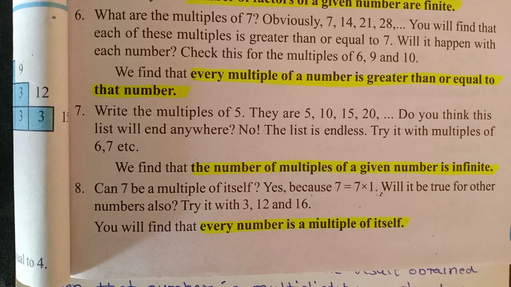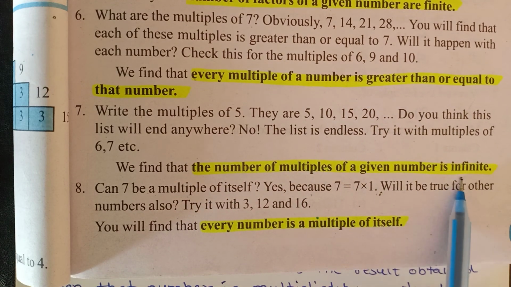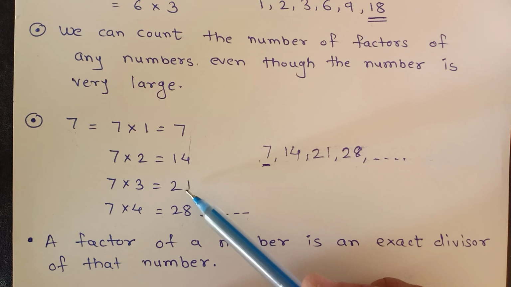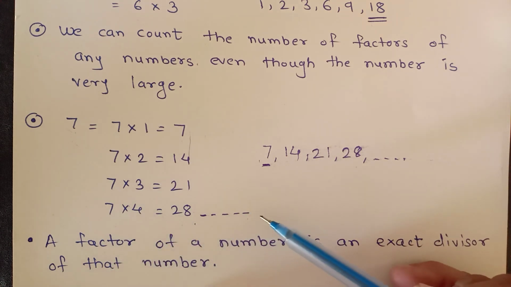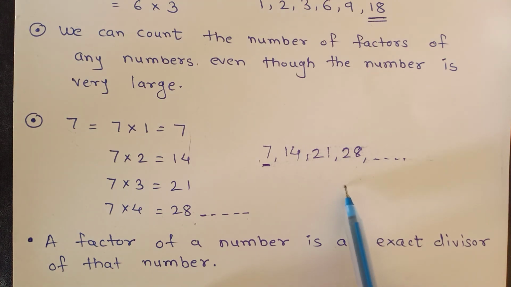The next property is that the number of multiples of a given number is infinite. Just now I told you that in the case of 7 I can find multiples like 7 into 5, 7 into 6, 7 into 10, 7 into 1000, 7 into 1 lakh. So these multiples are infinite. But the factors are finite. We can count them.